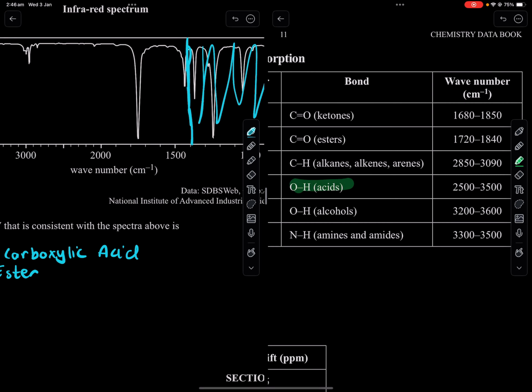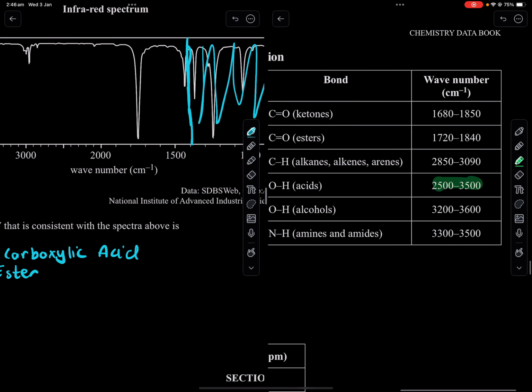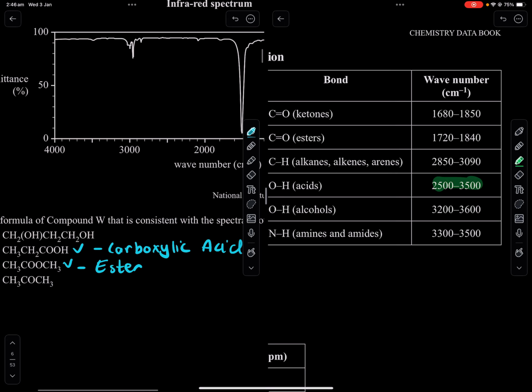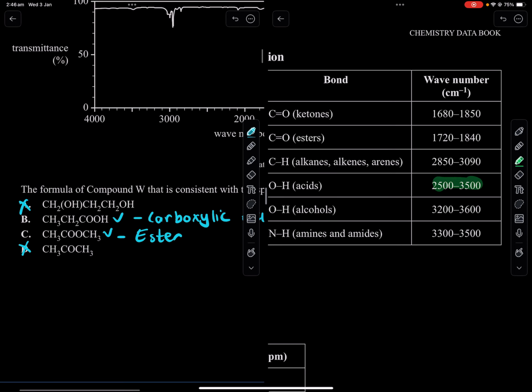Remember, there's still more we have to look at. Look at this acid over here. There's supposed to be a peak at 2500. So that's 2500 here. There's no peak looking, and 3500, so over here. It's only this little peak. That's not good. So it doesn't actually look like a carboxylic acid.